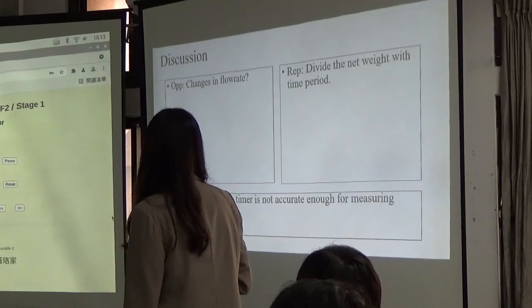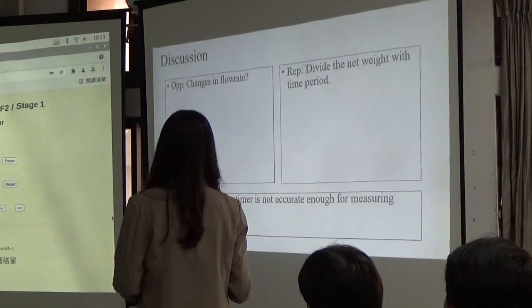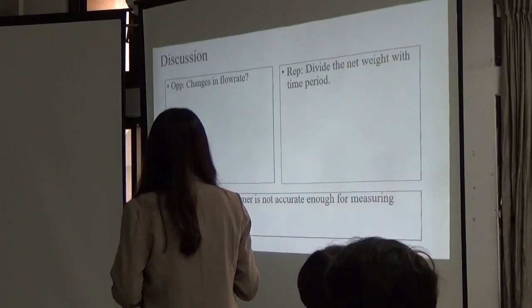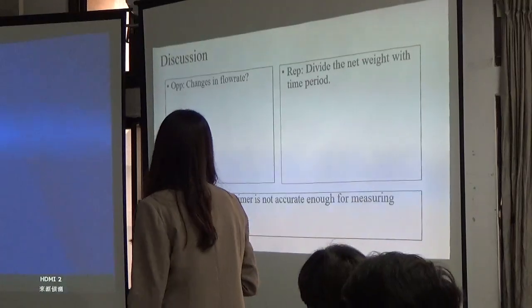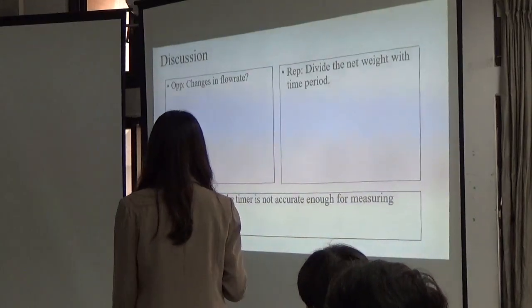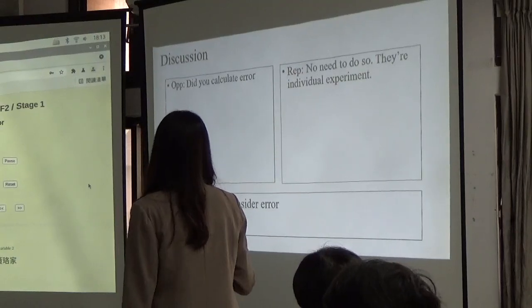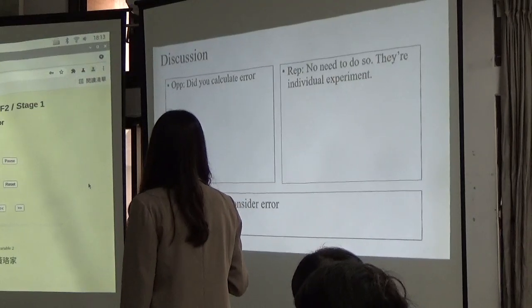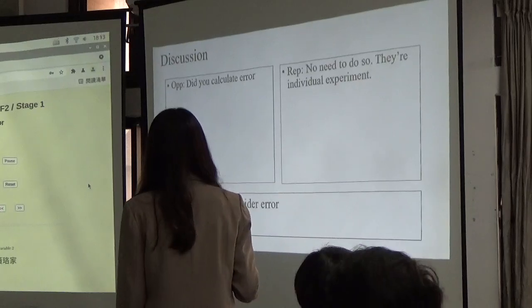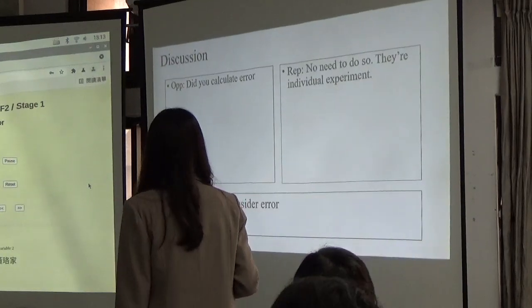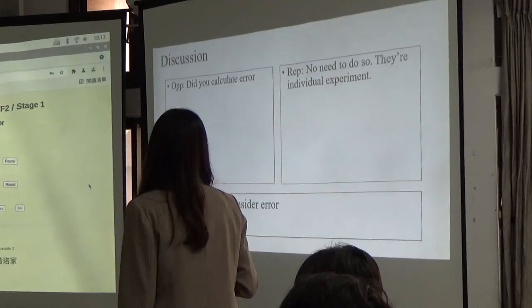And next, the opponent asked about changes in the flow rates, and the reporter answered that they divide the drop width by the time period. But we think that the timer is not accurate enough for measuring the flow rates. And the opponent asked, did you calculate error? And the reporter said no need to do so, so they are able to do experiments. And we think they should consider errors.